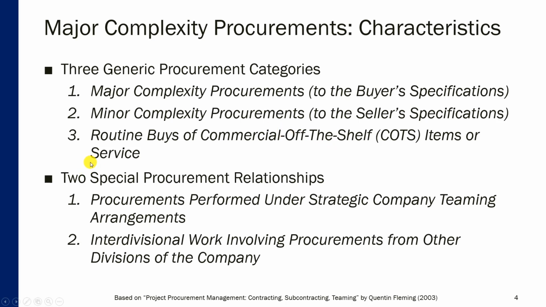And then in addition to those three, there are two special procurement relationships. The first one is called procurements performed under strategic company teaming arrangements. The way it works is that two organizations work together, and one organization could be the main partner, and then they will subcontract something to another organization. But this relationship is more like a partnership rather than contracting. In other words, they agree to work together for mutual benefit.